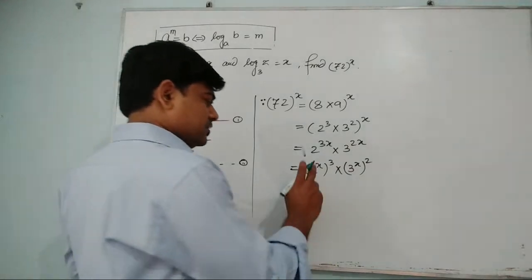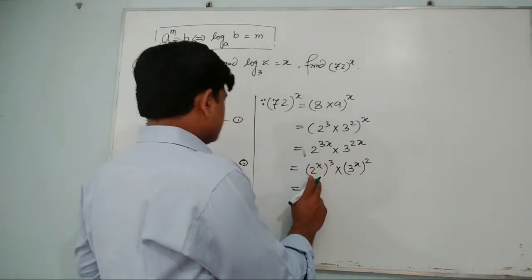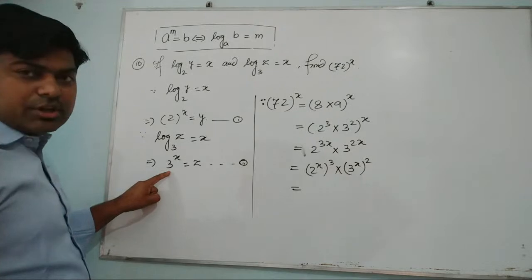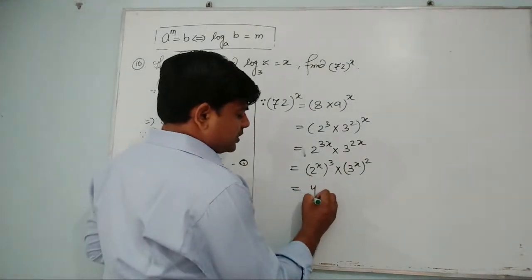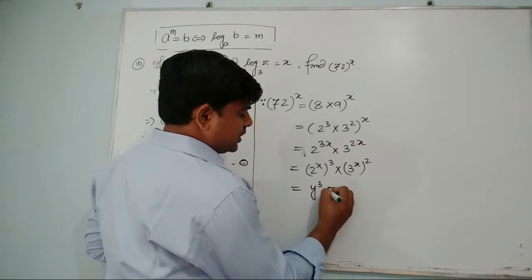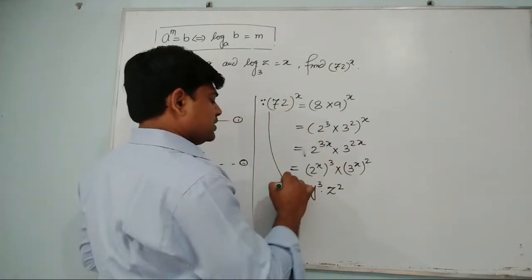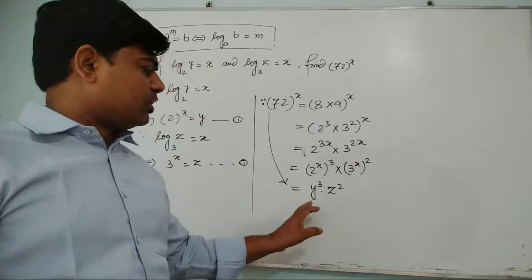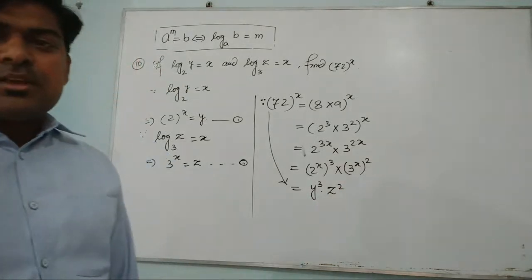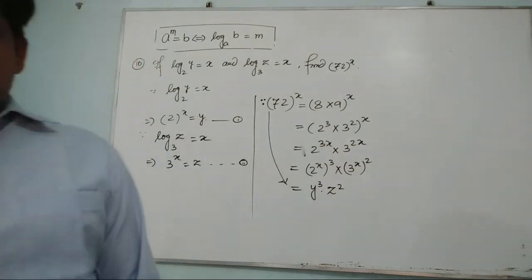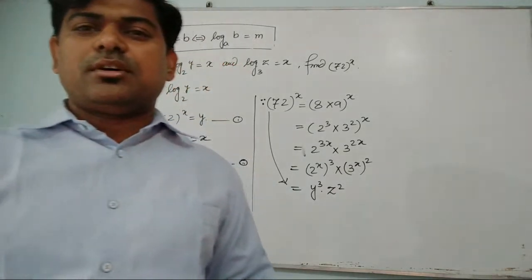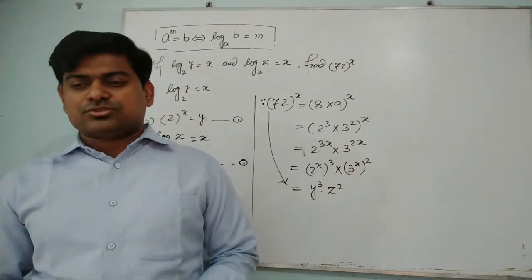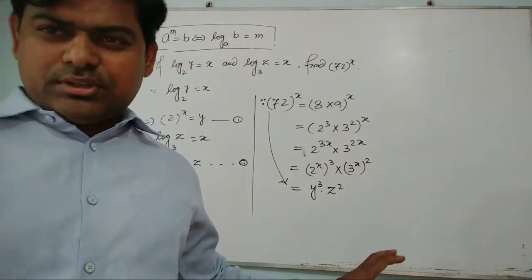Yes, what will this one be? See here, 2 to the power x is y and 3 to the power x is z. So it can be written as y cube and z square. Now see, this 72 to the power x has been written in the form of y and z. So this is the last question of this exercise. One more question we have, question number 11, but I can say all types of questions we have done, each and every type. So what I am thinking is, you can do the rest of the questions.